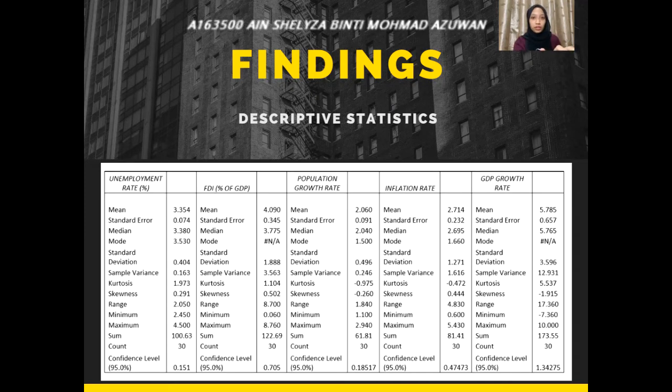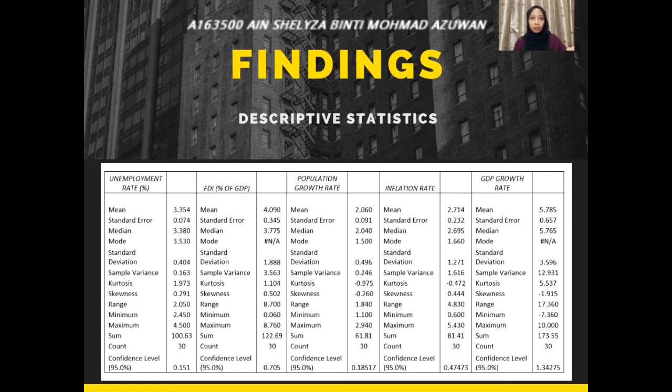We will proceed with the inflation rate, where the mean and median are 2.714 and 2.695 respectively. Since the mean is higher than the median, the data is right-skewed as well. On the other hand, the standard deviation is 1.271, and with a lower standard deviation than the mean, it shows that the data is not widely spread. Therefore, these data are also reliable.